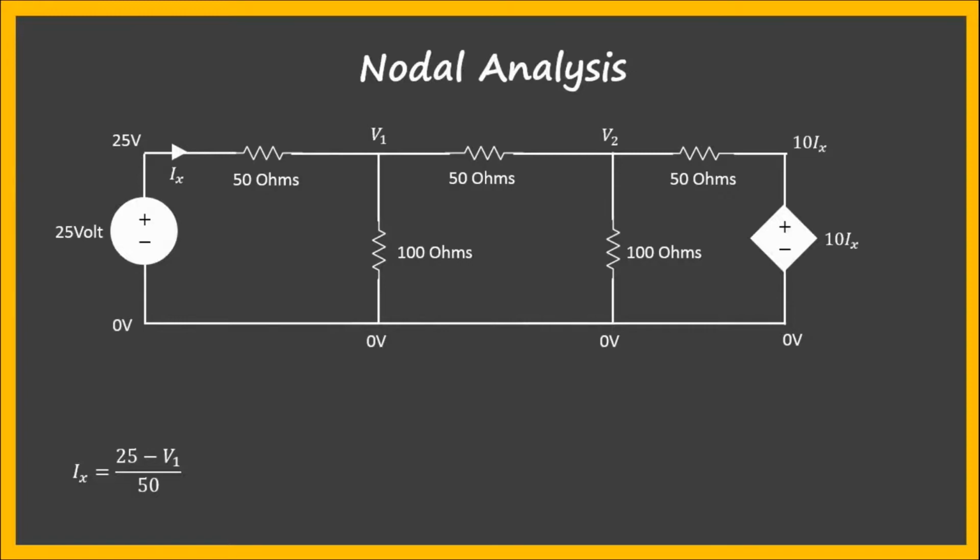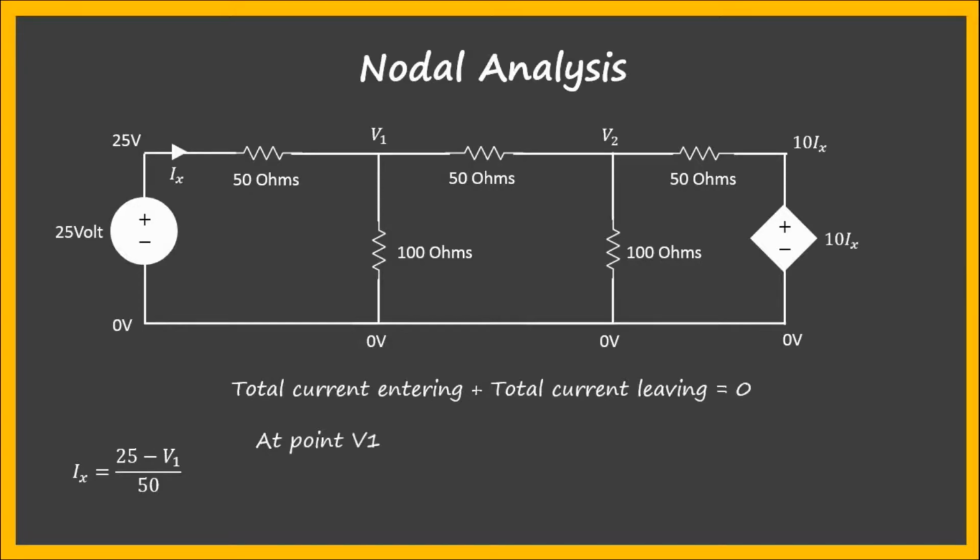Why do we write 25 minus V1 here instead of V1 minus 25 volt? Because in this case the current Ix is flowing from 25 volt towards V1. That's why. According to the KCL statement, which states that the sum of entering and leaving current at any point is equal to 0. Now we have to write an equation for V1.